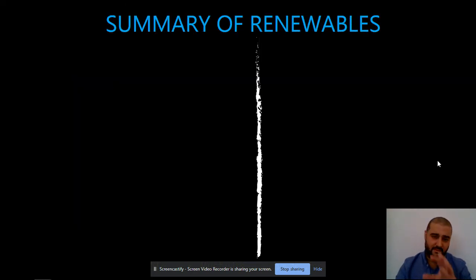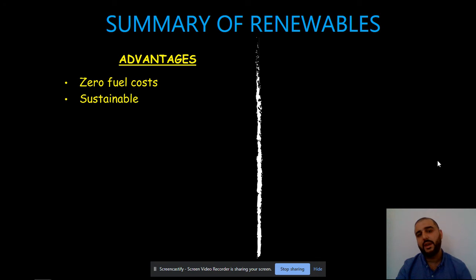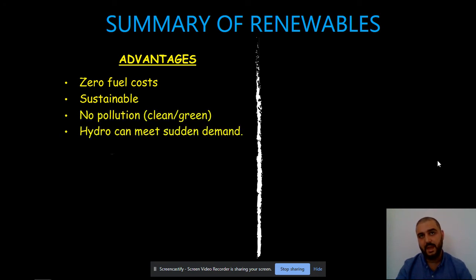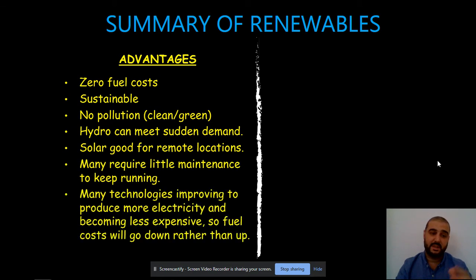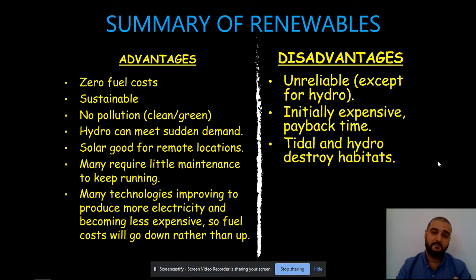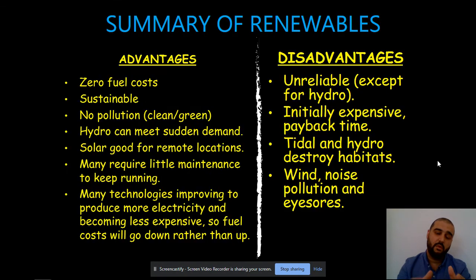So I've added this slide here, actually, a sort of summary of all renewables. Now, whilst we're only talking about wind and water sources of energy, all of these can actually be used for the other renewable sources of energy, which we're going to be looking at next week and the week after.